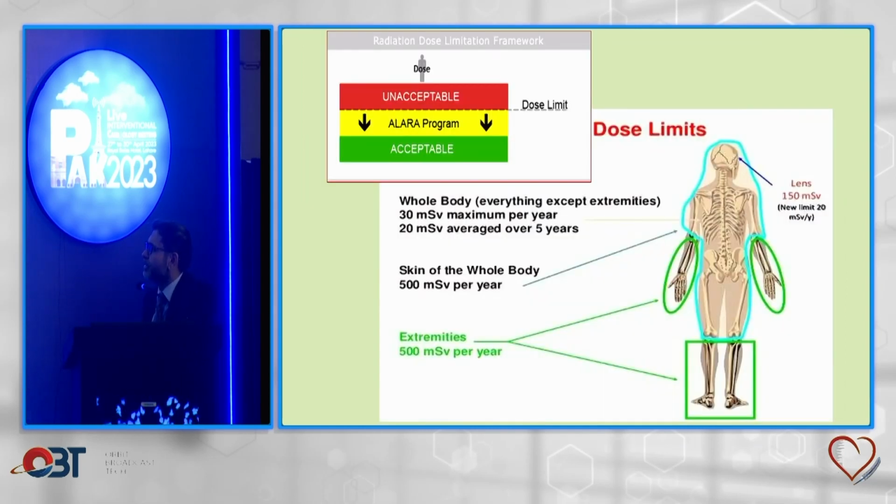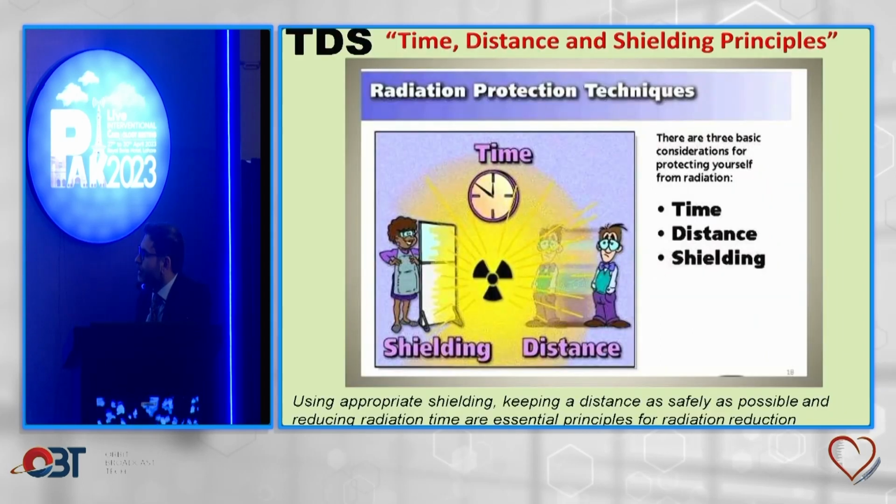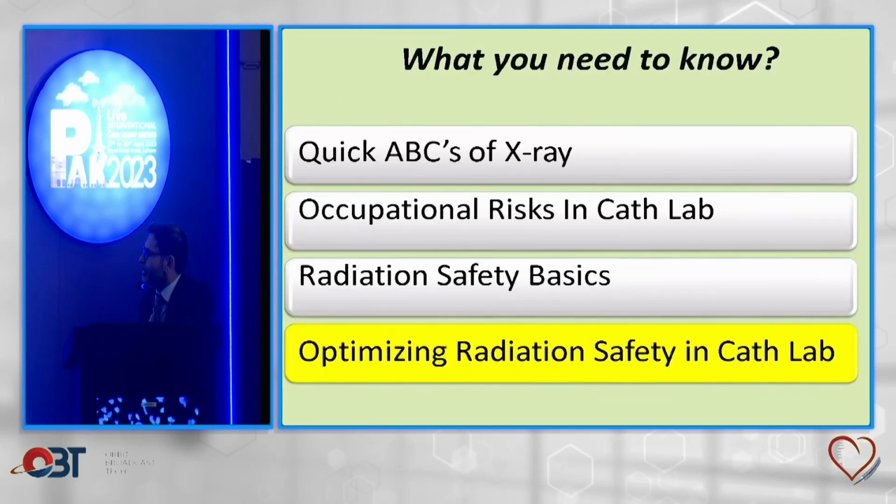And these are the total dose limits that we should be familiar with. That's 30 millisieverts maximum per year for a physician, or 20 millisieverts per year if you average over 5 years. So 100 in 5 years, or 30 per year. 500 millisieverts for the skin, and 150 millisieverts for the lens of the eye, for cataract. And the main things you need to consider are radiation, distance, and shielding.